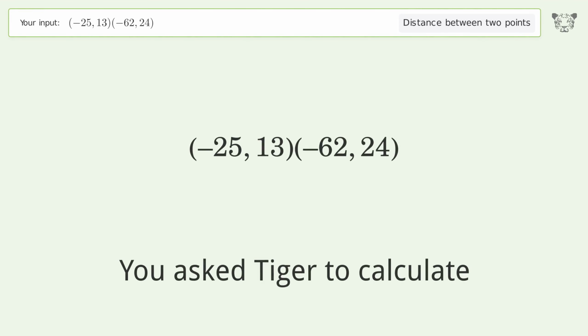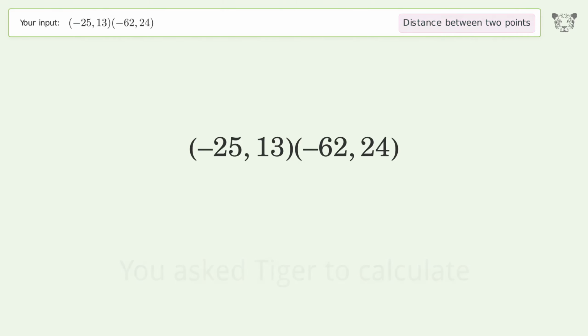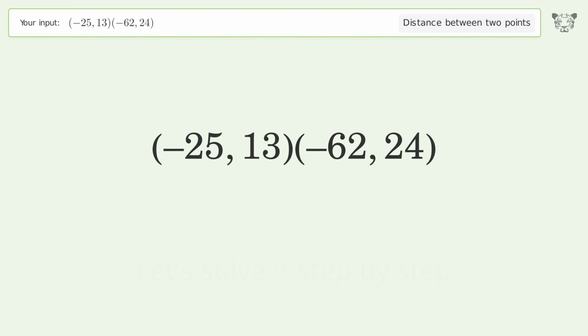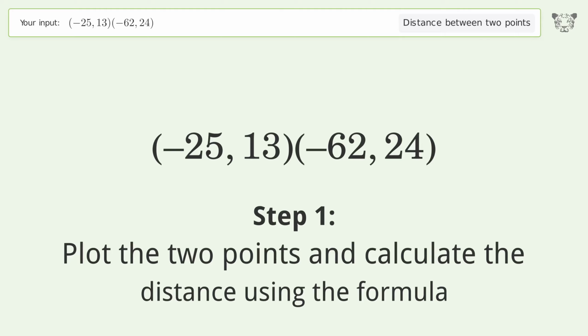You ask Tiger to calculate. This deals with the distance between 2 points. The distance between the 2 points is the square root of 1,490, or 38.601. Let's solve it step by step. Plot the 2 points and calculate the distance using the formula.